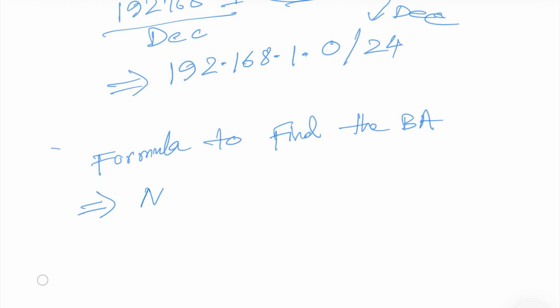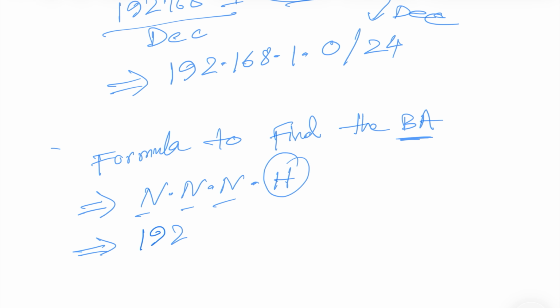So in class C, the first 3 octets are network, and the last octet belongs to the host. To find the broadcast address, the host bits, all of them, will be 1. That means if we consider it this way, 192, 168, 1. Again, I'm not converting this to binary, so this remains as decimal.